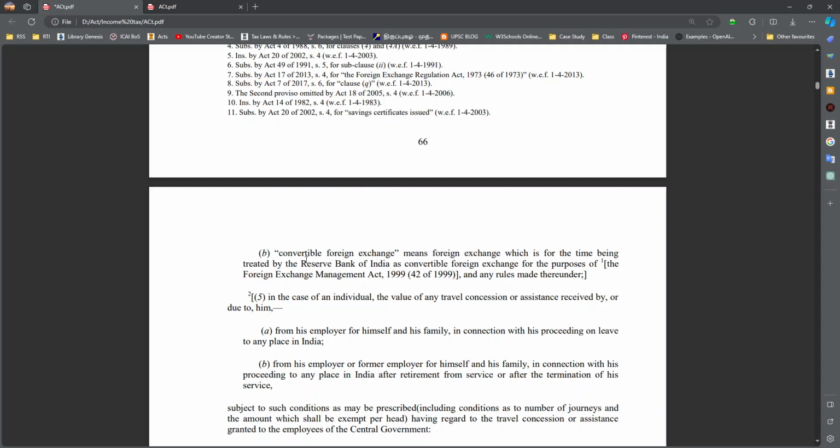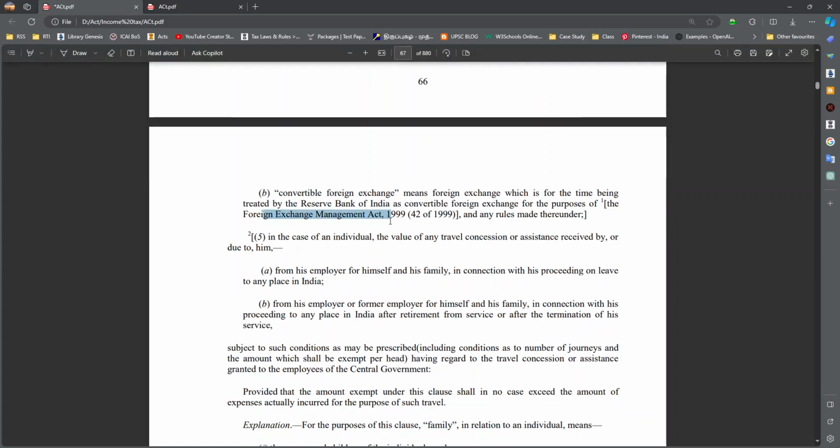Convertible foreign exchange means foreign exchange which is treated by the Reserve Bank of India as convertible foreign exchange for the purpose of the Foreign Exchange Management Act.